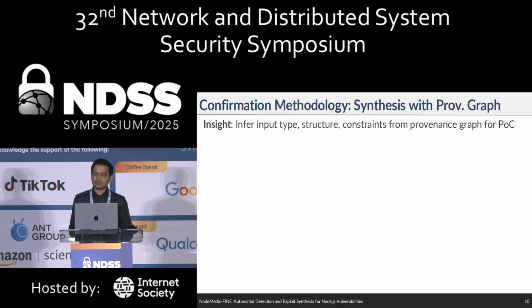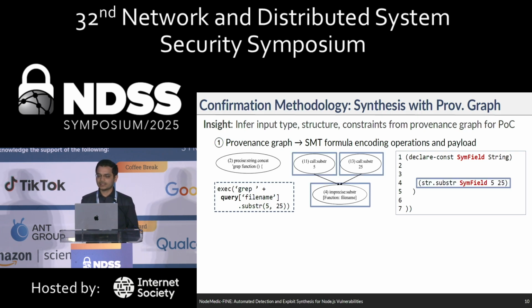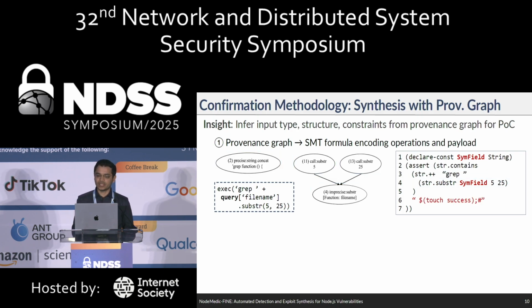We use the provenance graph for exploit synthesis with the insight that operations in the provenance graph allow us to infer the required type and structure of a POC input and constrain its payload. First, we convert the provenance graph into an SMT-LIB formula that encodes the graph's JavaScript operations as well as our desired POC payload. We first declare a symbolic field that we're solving for, the filename field, and assert that a substring of that field from index 5 to 25, concatenated with grep, will contain our payload that must reach exec. Here, just shellcode, executing the command touch success.